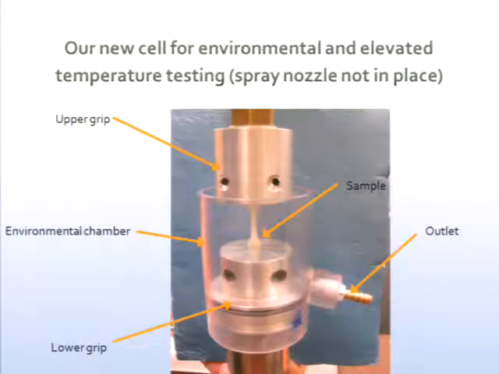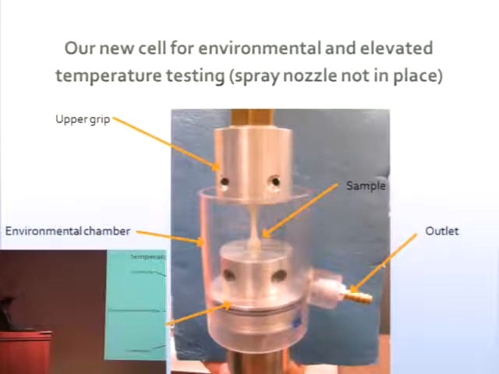And I think this might be my final slide. This is our new cell for environmental and elevated temperature testing of these materials. So there's your sample. These are the new grips that we've built, and a little chamber around this thing. And what's not shown is a nozzle which will bring solution and spray it on this sample as its testing proceeds. That solution dribbles out the bottom here, goes through a pump which recycles it back to the nozzle.